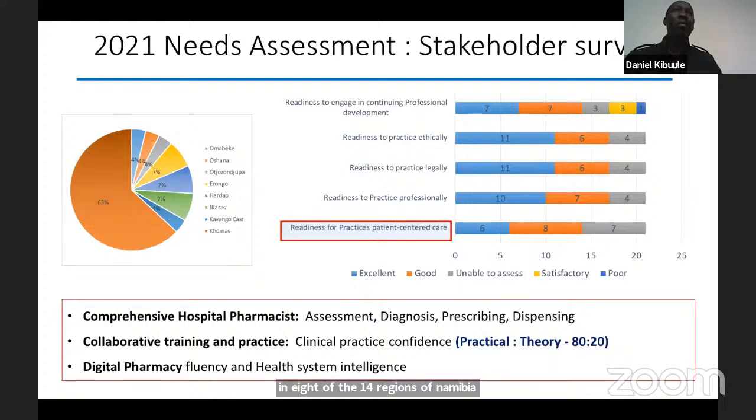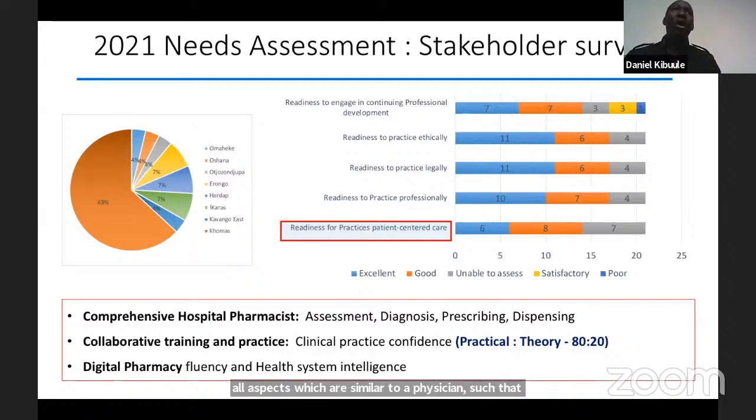What I highlight in the red box is that generally our stakeholders are happy with our hospital and clinical pharmacy training. All of them said either our students are excellent or they are good. 7 of them did not respond to the questions because they are not in that sector. However, they emphasize that we need to have a comprehensive hospital pharmacist, one who can be involved in clinical assessment of the patient, and can do all aspects which are similar to a physician, such that they are easily integrated.